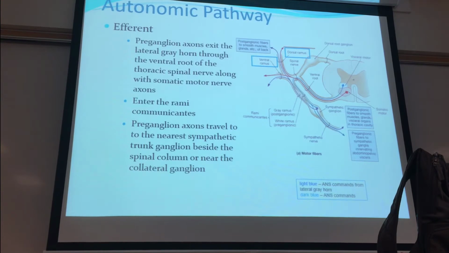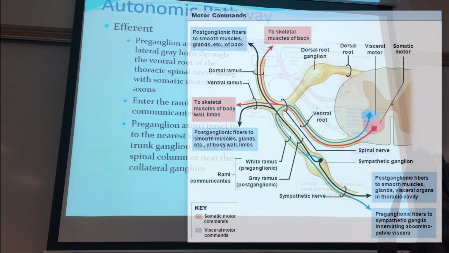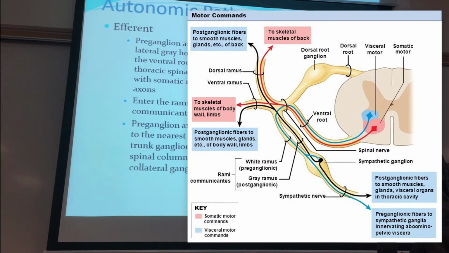So let's take a look at that efferent pathway from the lateral gray horn out to the ganglion. Looking at this pathway, you can see the same rami that we looked at earlier in Thursday's lecture. Again, you'll see the dorsal rami, the ventral rami, and the rami communicantes. The dorsal rami is the branch out of the spinal nerve that will innervate the muscles of the back. Ventral rami will innervate the muscles of the anterolateral region, everything in front of the spinal cord and to the side.